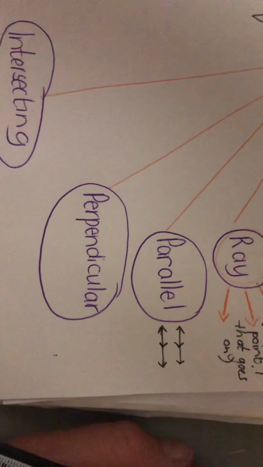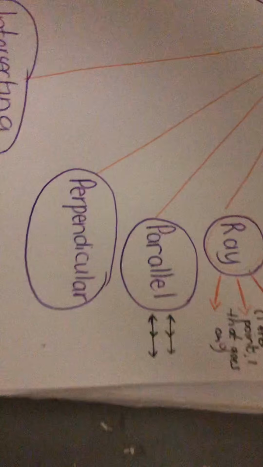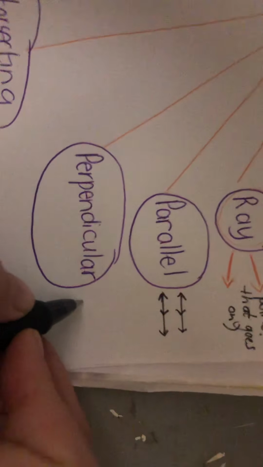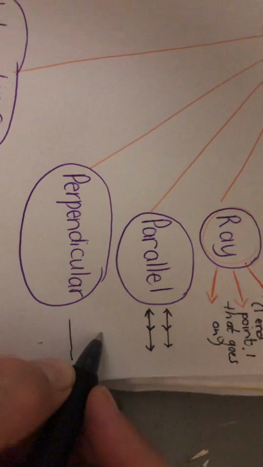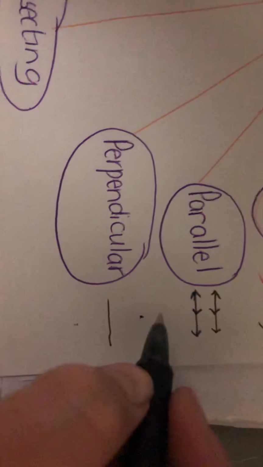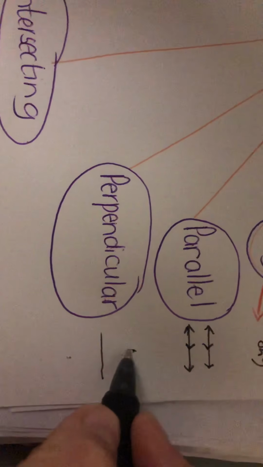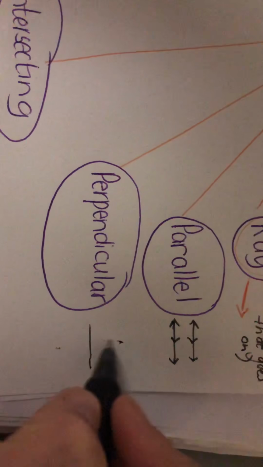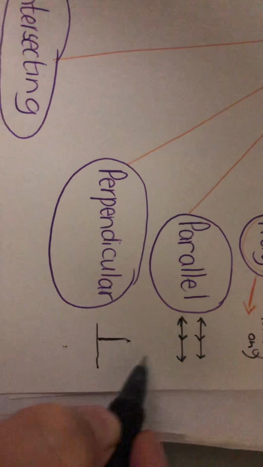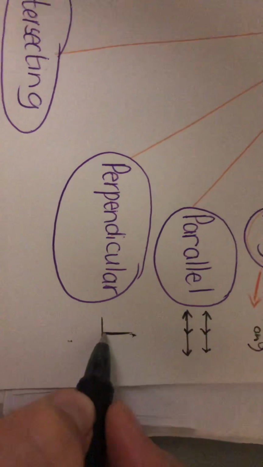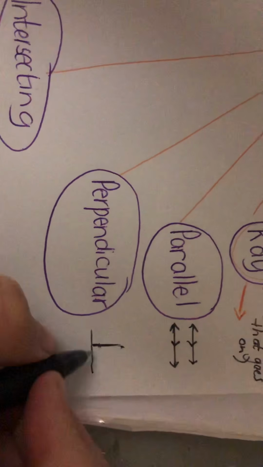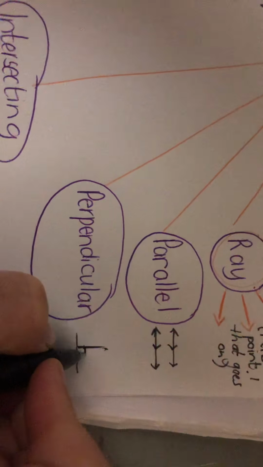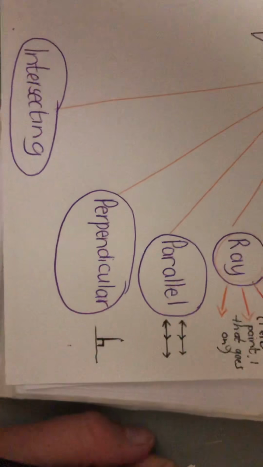Then we've got perpendicular. Perpendicular lines form an angle of 90 degrees. Here you've got your straight lines. Sorry, this is a little bit difficult for me to do with one hand. There's my one line that is intersecting another line, and it intersects it at a right angle. And how do we show a right angle? With a little square box. That's your perpendicular lines.